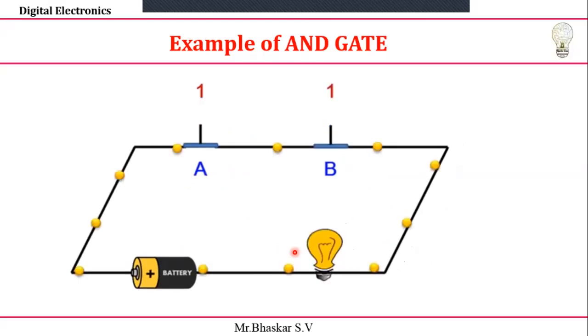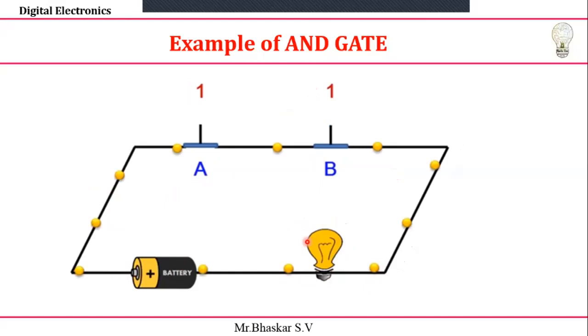Next is the final case. If I take my A value as 1 and B value as 1, then a closed path comes into existence and the bulb will be on. So in this way we can take it as an AND gate.